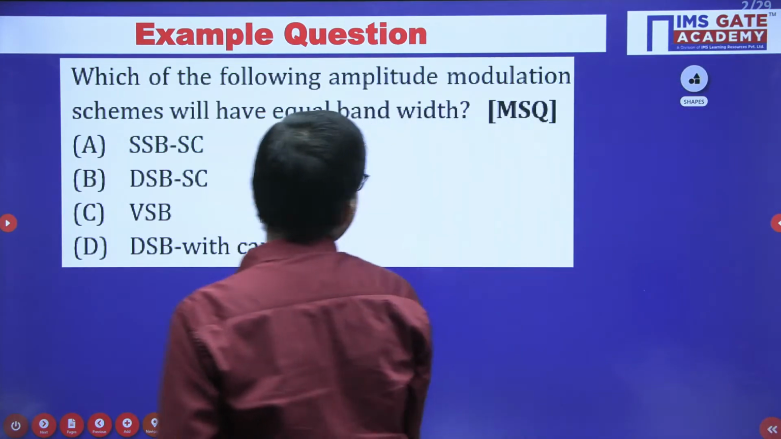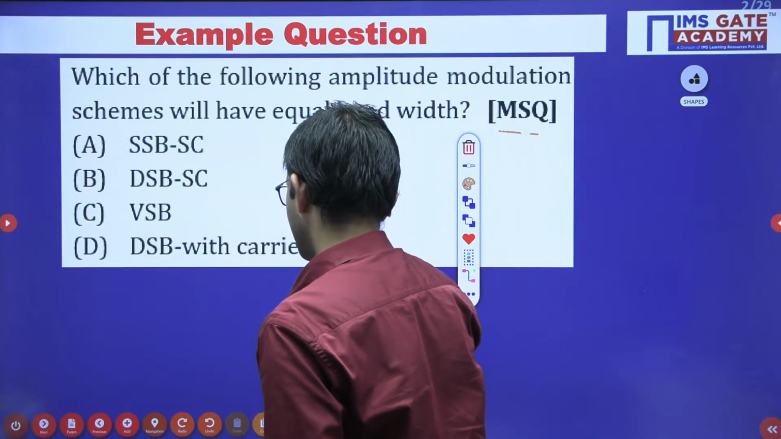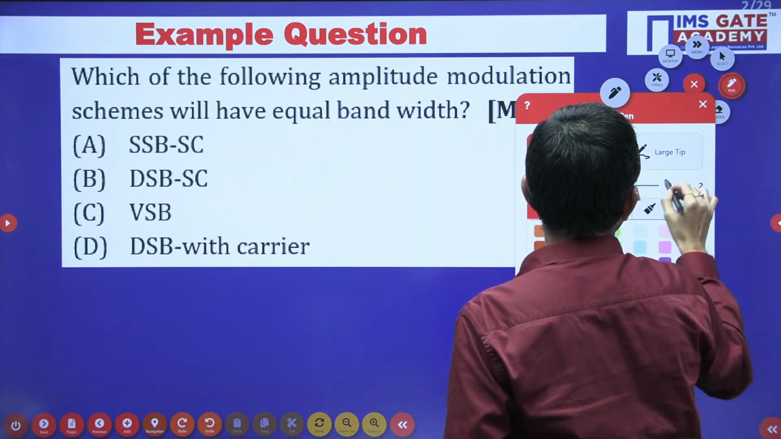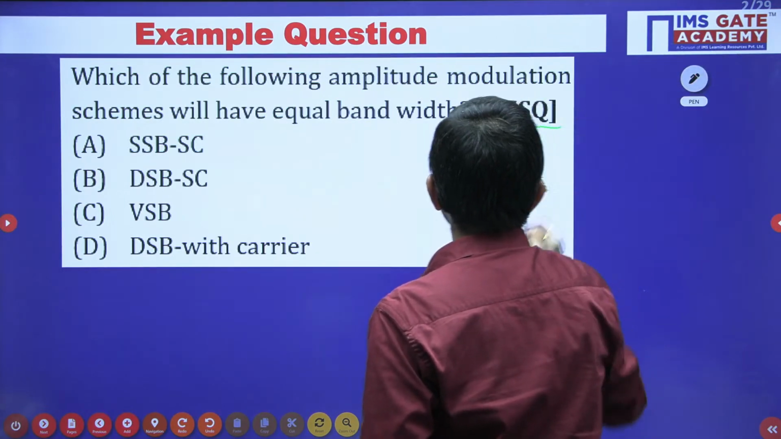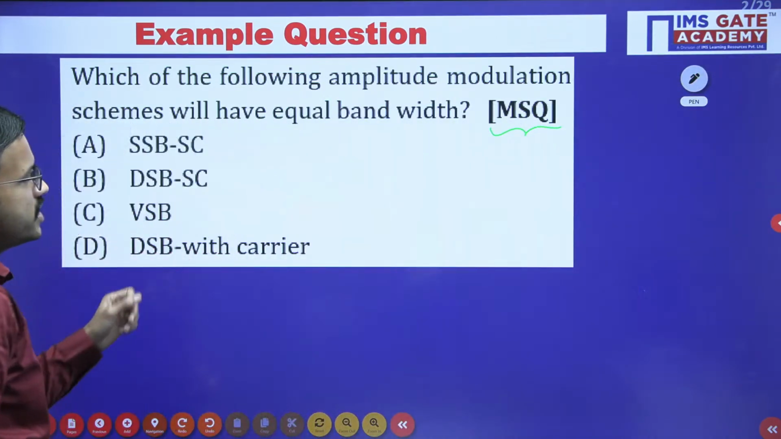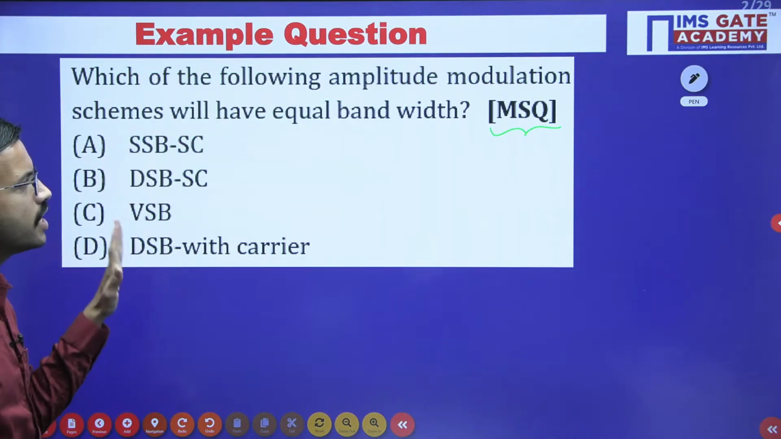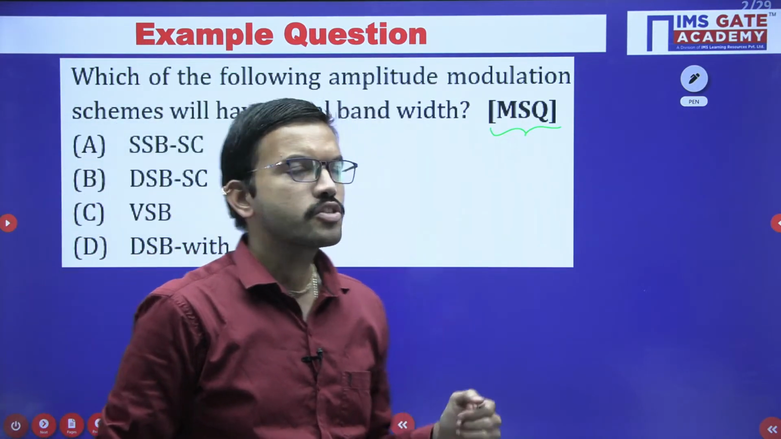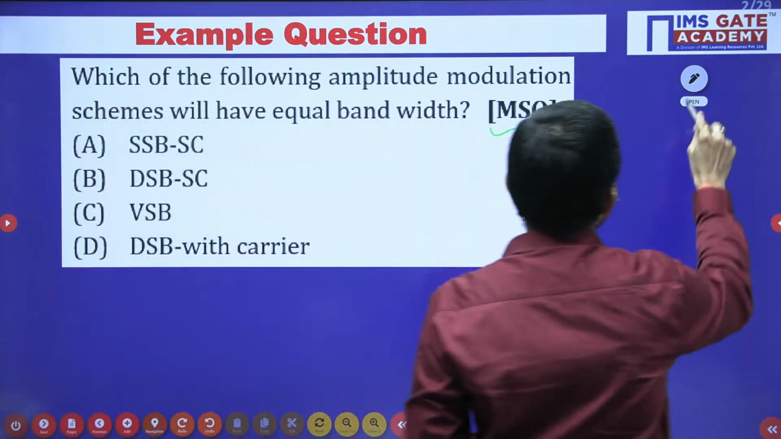This is the MSQ question. Just look at the question and after that look at the choices. For this question, either one option or more than one option can be correct, so you have to choose all the correct options. All of you give it a try.